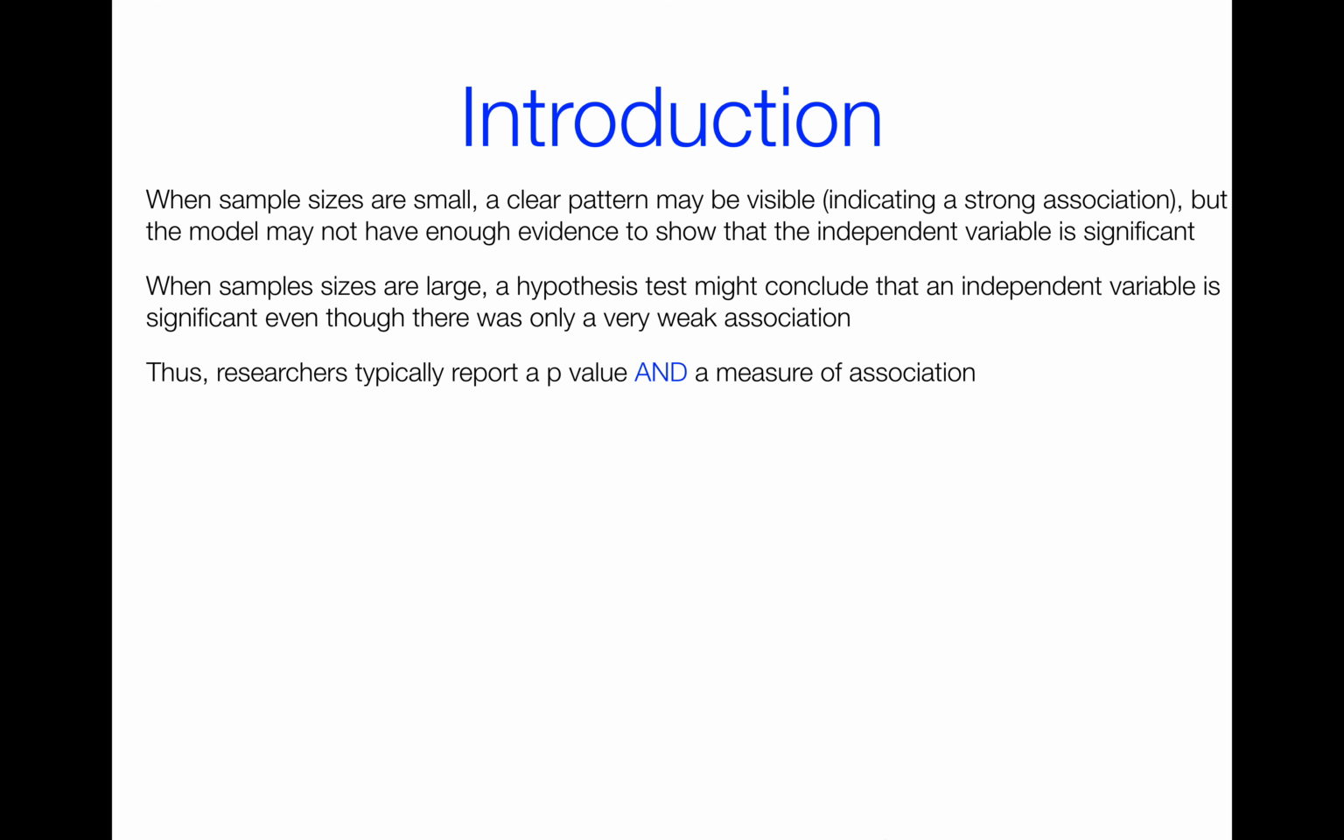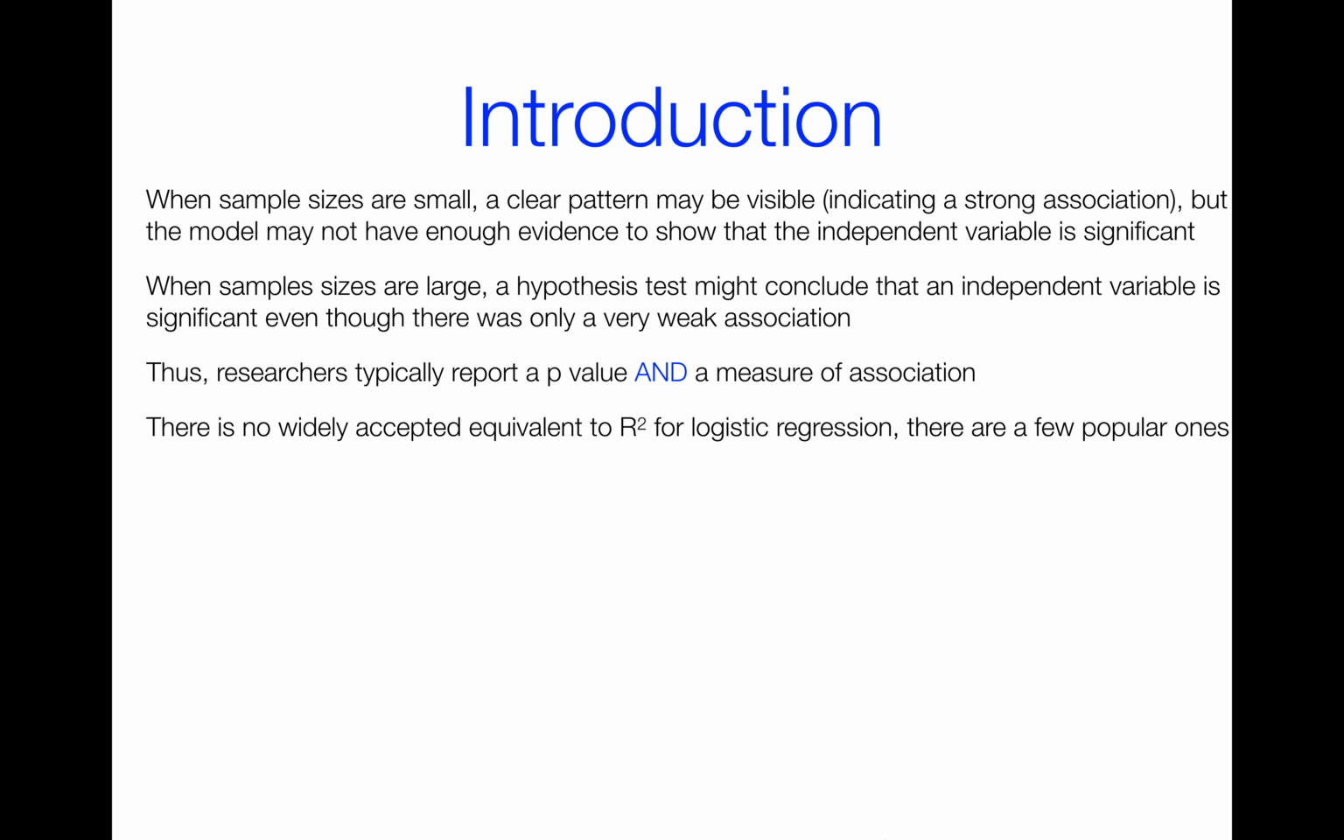So we've already been talking all about r and r-squared this whole time while we were doing linear regression, but we can't use r-squared anymore, and there's no one widely accepted equivalent to r-squared for logistic regression. But there are a few popular ones, so your book focuses on 3 of them: Somers' D, Goodman-Kruskal gamma, and Kendall's tau-a. There are more than this out there, but these are the 3 we're going to focus on.